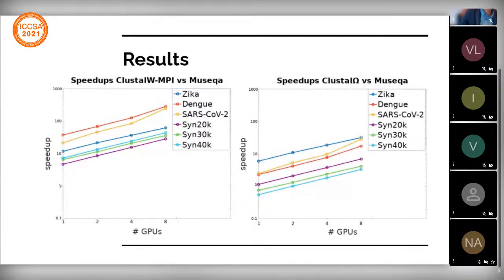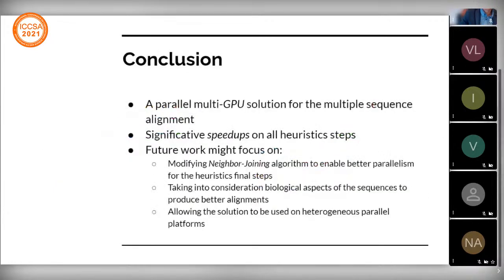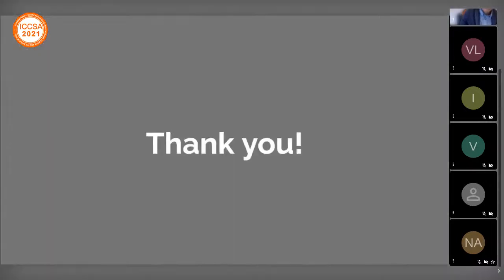experiments. And in conclusion, we implemented the first parallel multi-GPU complete solution for the multiple sequence alignment problem. And we have presented significant speed ups in all heuristic steps. But there is some future work which can improve even more what we have presented in this work. Thank you very much. I'm a little bit late, but if you have any questions.